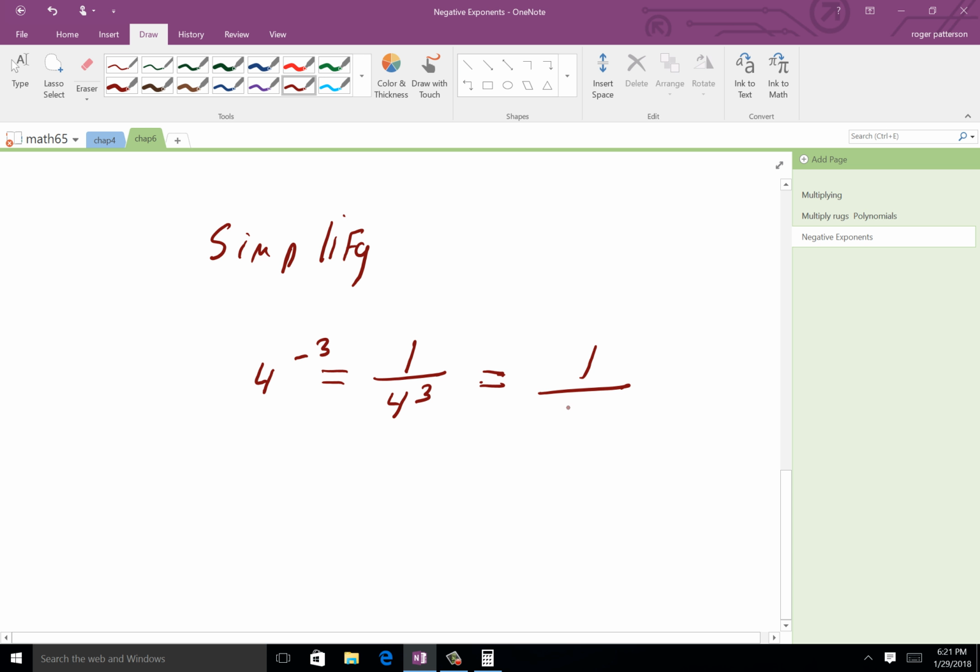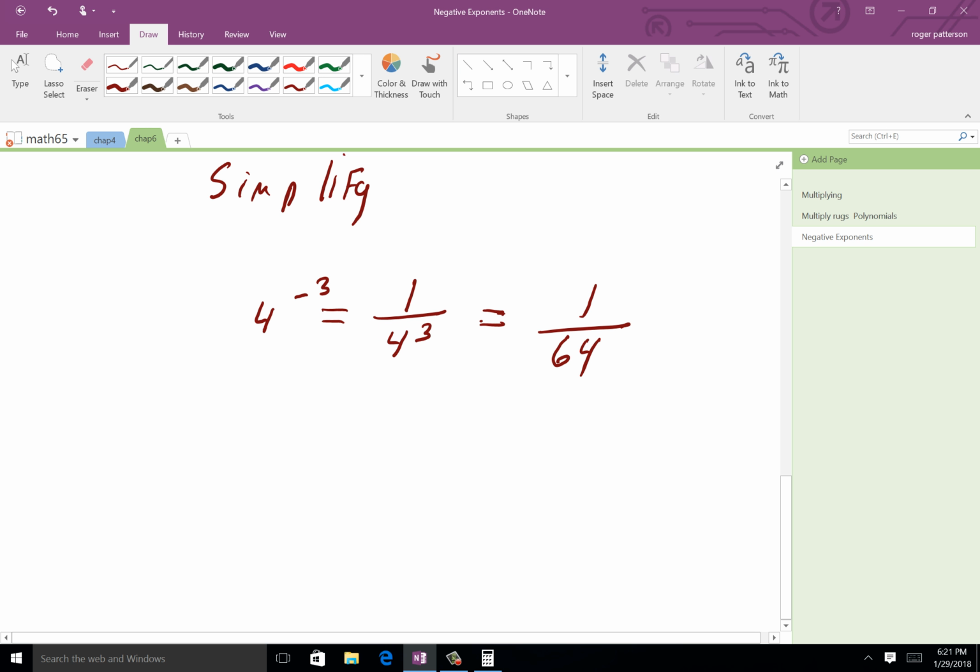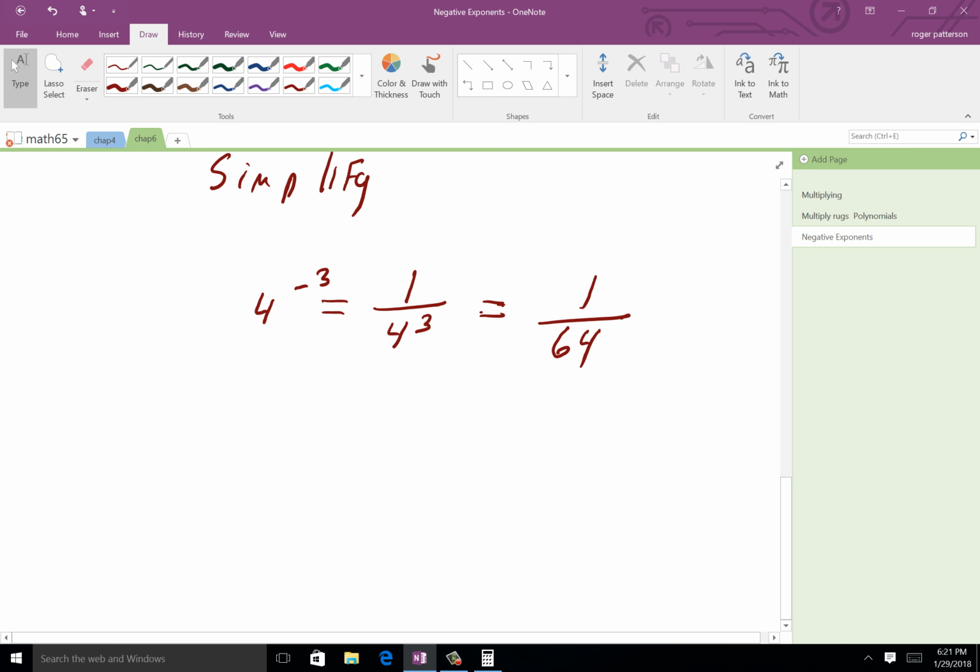See, 4 times 4 is 16 times 4 is 64. All right, so we take the negative exponent, because it's negative, it's going to pop down to the bottom, and then we just figure it out from there. 4 to the third, use your calculator, and you can get it. Do we have to put that into a decimal then? No, you probably just want to leave it like that. Okay.